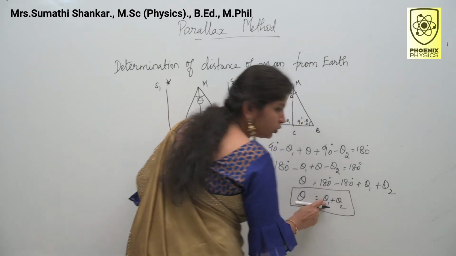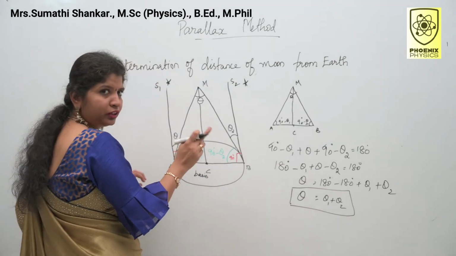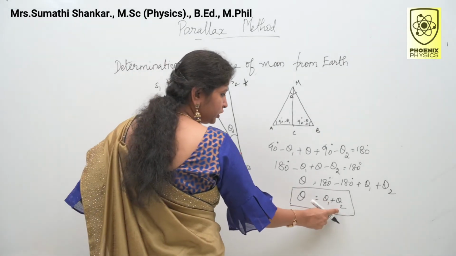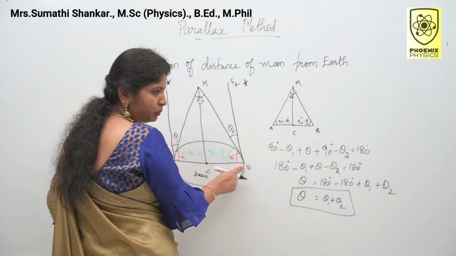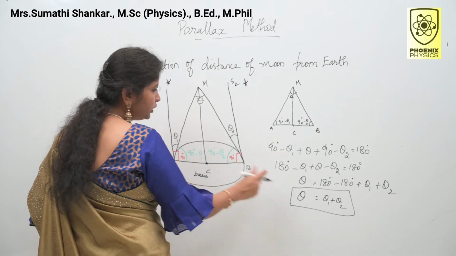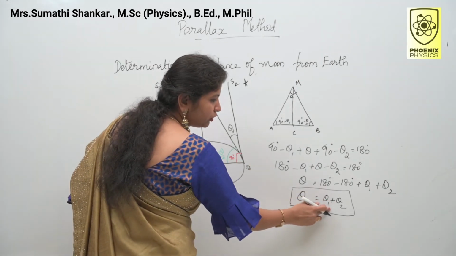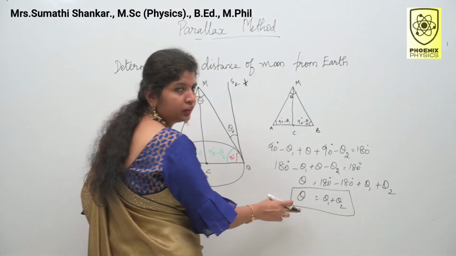So theta 1, how do you measure theta 1? With the help of an astronomical telescope from position A. How do you measure theta 2? With the help of an astronomical telescope at position B. If you know the values of theta 1 and theta 2, you can just add these two values and you get theta. Okay, up to this clear.